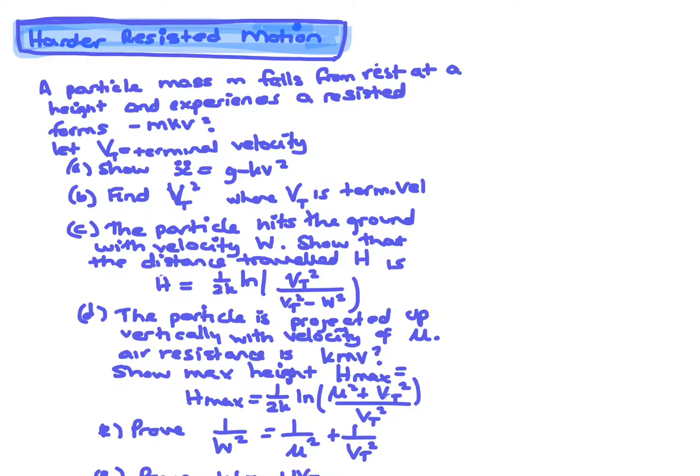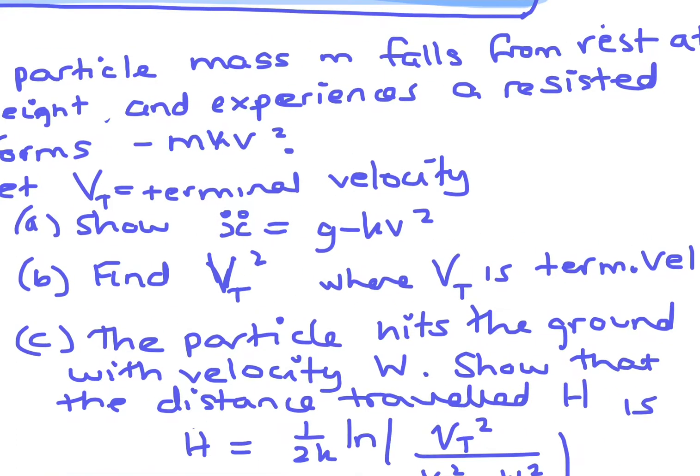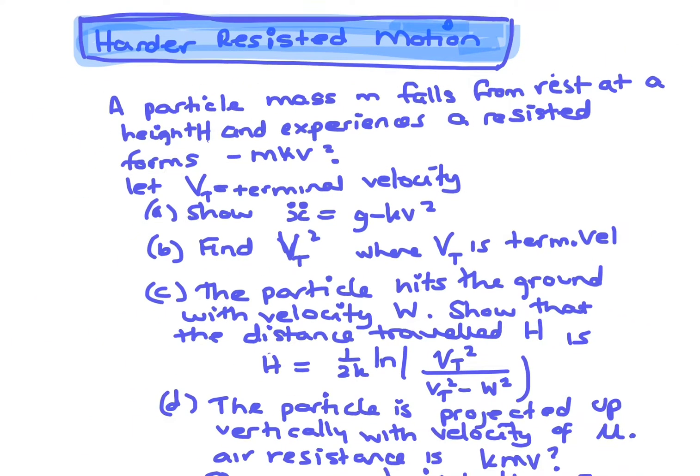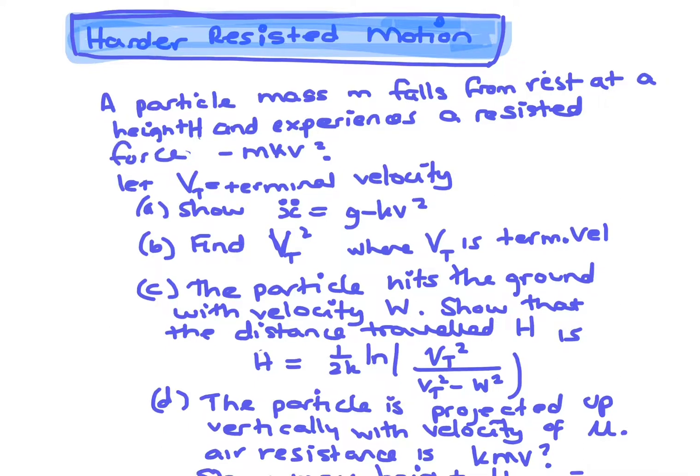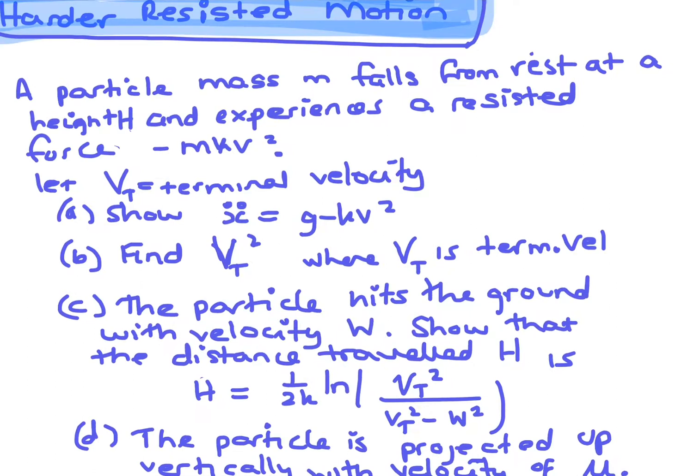Okay, a particle of mass m falls from rest at a height h, should say h, I think. At a height of h, and experiences a resisted force of minus mkv squared. Let Vt be the terminal velocity and show that the acceleration is g minus kv squared.